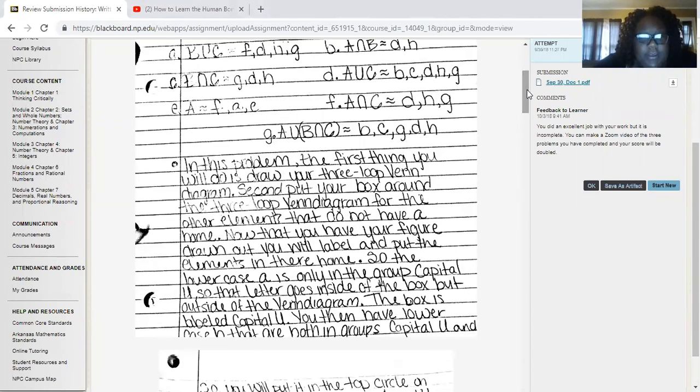Okay, and so second, you will put your box around the 3-loop Venn diagram for the other elements that you do not have a home for. Now that you have all that drawn out, you will start to label your elements in their homes. So the lowercase is the only one in the group that has a capital U. So that letter goes inside of the box, but outside of the Venn diagram.